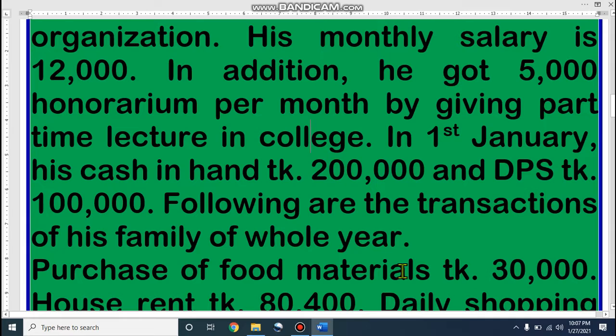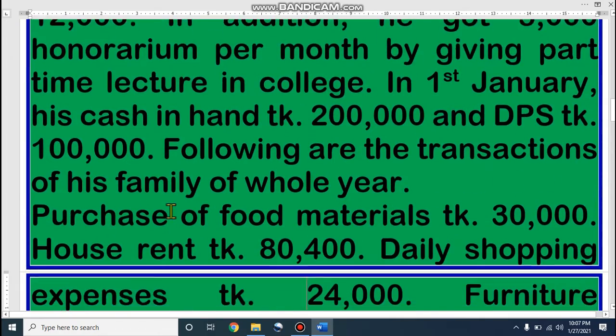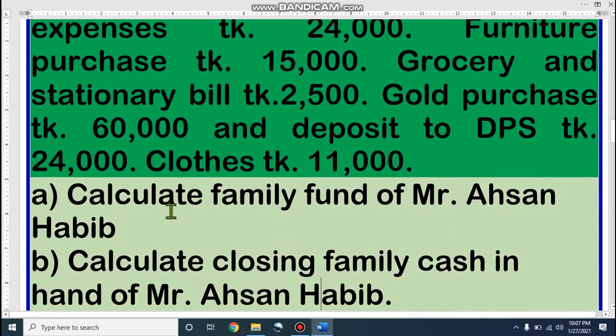Here, on 1st January, look at here the information is given. His cash in hand, that means this is an asset, 2 lakh taka. DPS, this is also another asset, it is 1 lakh taka. Therefore total opening asset is 3 lakh. There is no opening liability here. Look at the whole math, there is no opening liability, it is mentioned there is no opening liability.